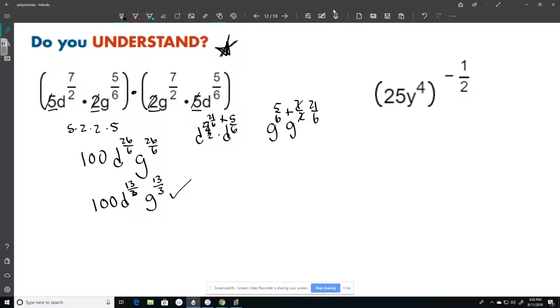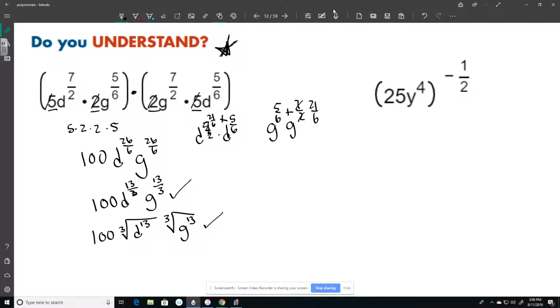But if you wanted to get rid of the fractions up here, you could change that to 100. Remember, the 3 goes on the bottom. And this would be D to the 13. And here, the 3 is in the square root. And that would be G to the 13th. That's also a great answer. I'd accept either one. Okay?